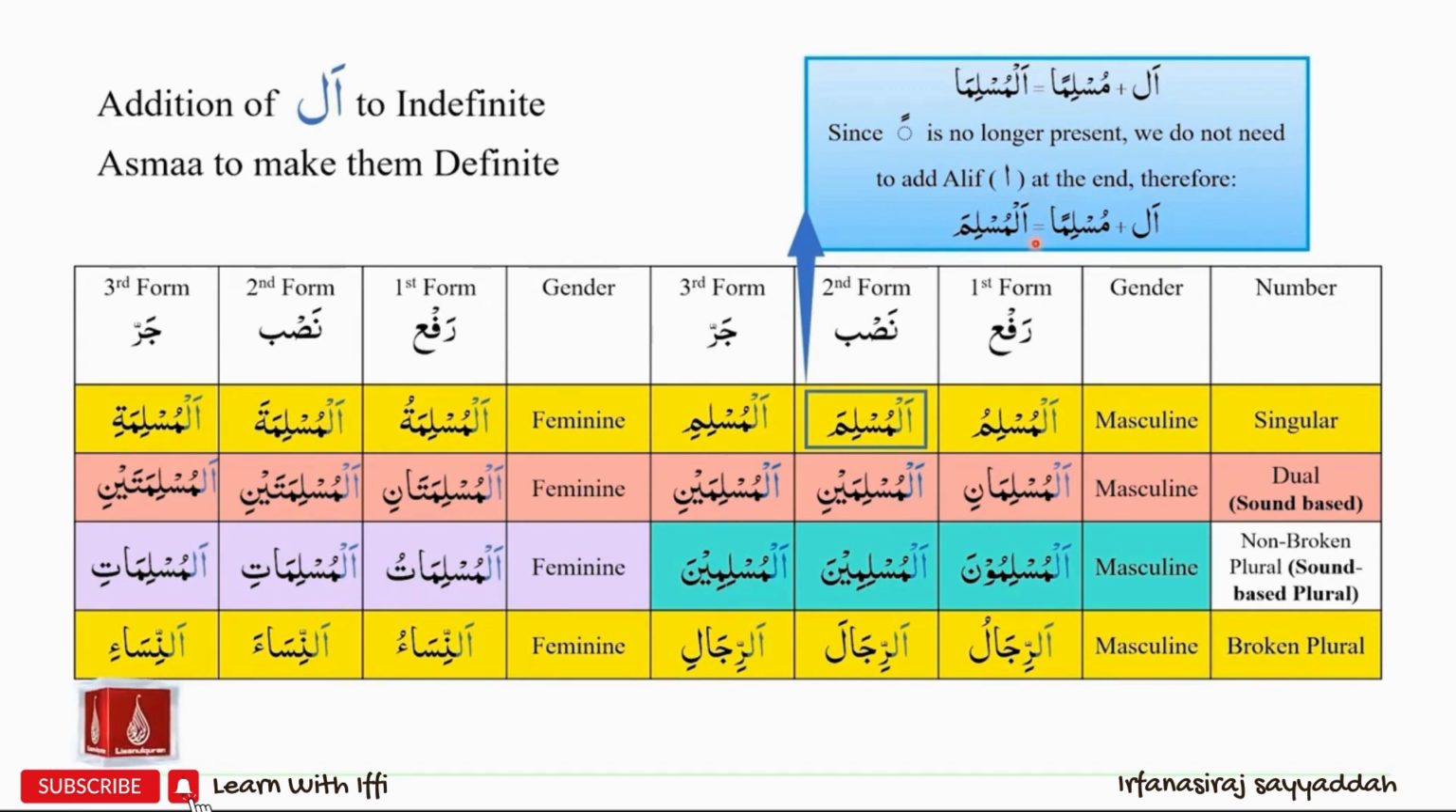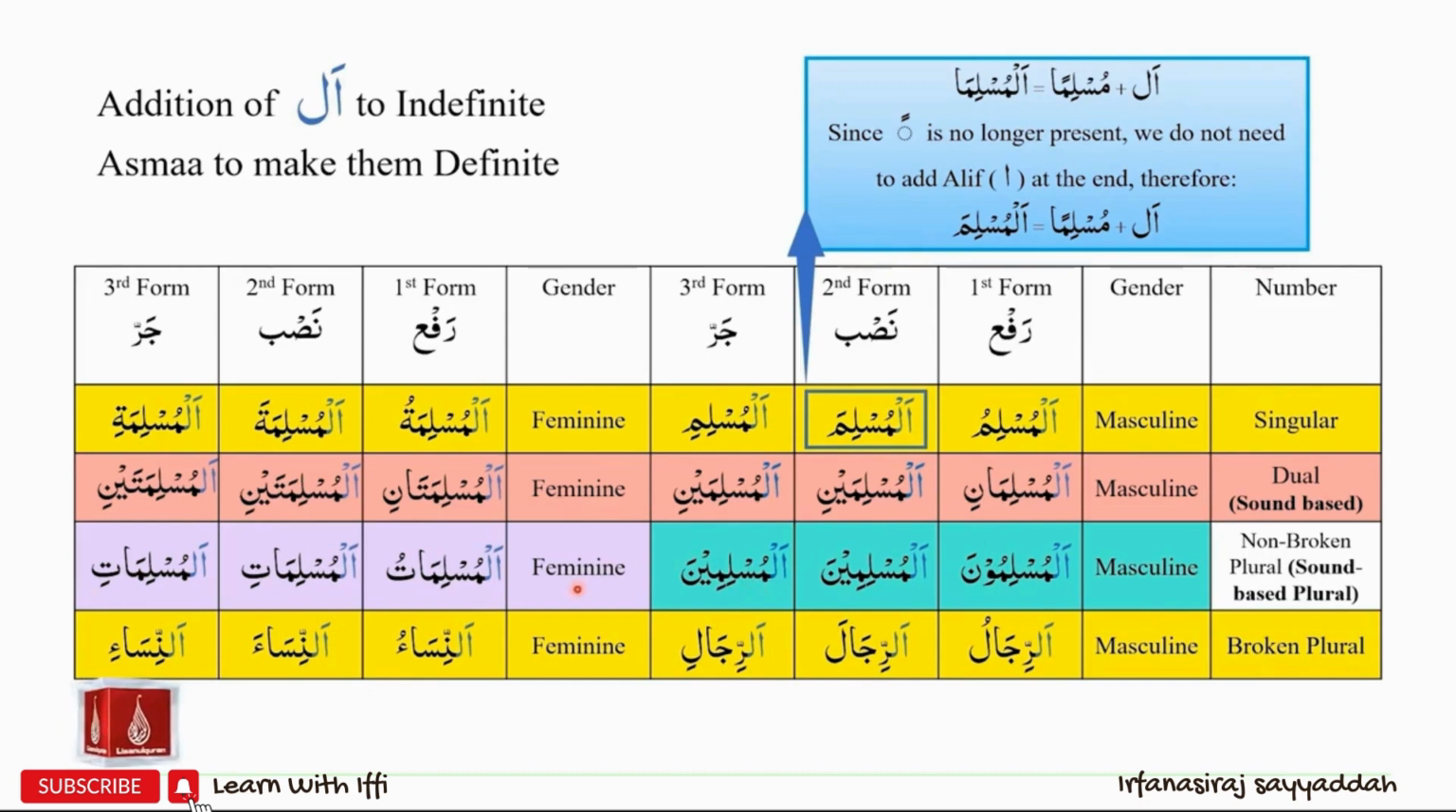Next, we will move to the dual pattern. In the dual pattern, the addition of al will give us al-muslimani, al-muslimaini, al-muslimaini, al-muslimatani, al-muslimataini, al-muslimataini. Please note that despite the addition of al, we have the same ending sound, Aani and Aini, and that will help us differentiate between Rafa status and Nasab or Jarr status. For masculine non-broken plural, we have al-muslimuna, al-muslimina, al-muslimina. Again, note the una and ina ending sounds.